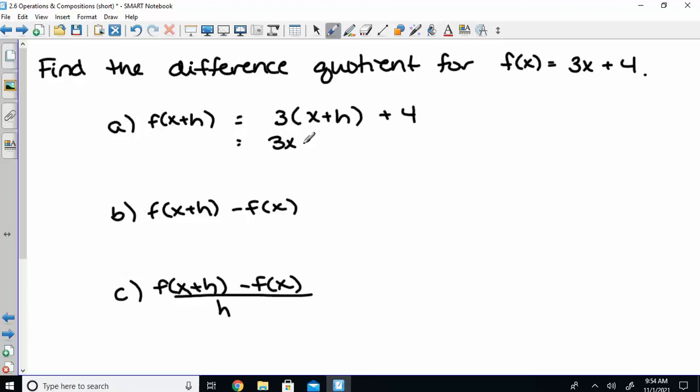So if we distribute, we get 3x plus 3h plus 4. That's step A.